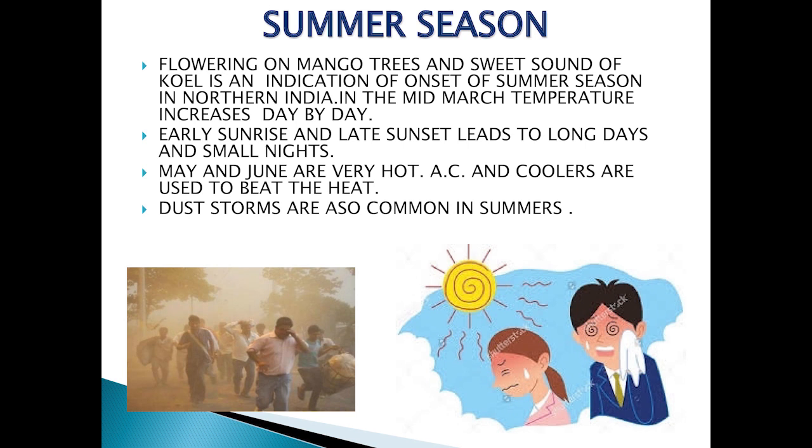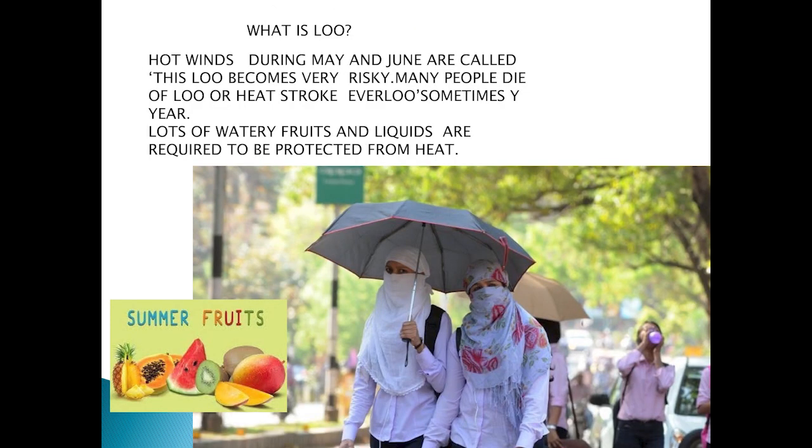Dust storms are very common during summer season. Another thing which disturbs people during summer season is loo. You must be thinking, what is loo? Hot wind during May and June is called loo. This loo becomes very risky. Many people die of loo or heat stroke every year. Look at this picture. People have covered themselves with chunni or scarf to protect themselves from extreme heat.